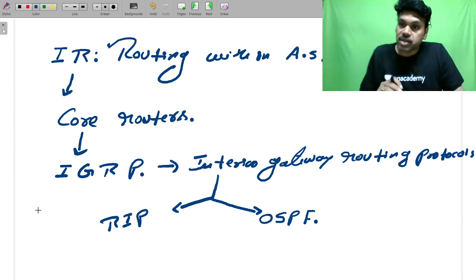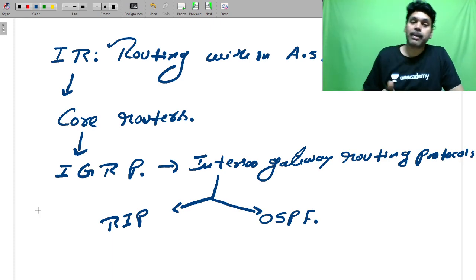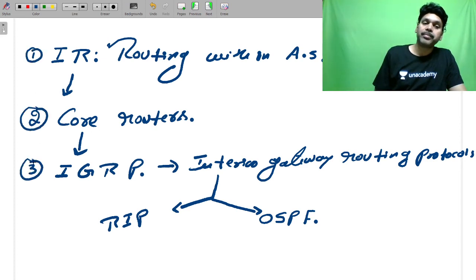These two protocols are mainly for what? Within an autonomous system only, or within a subnetwork, or within a network. Right? So please understand these three important points: 1, 2, and 3.